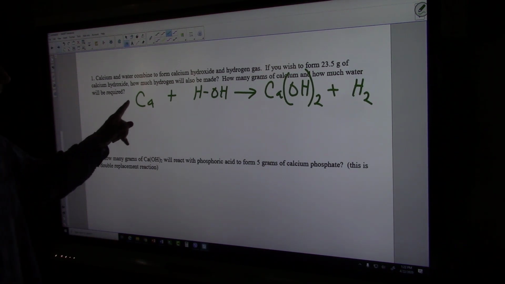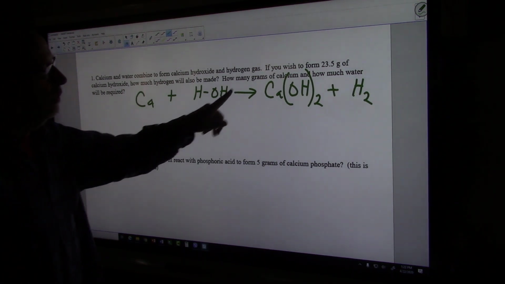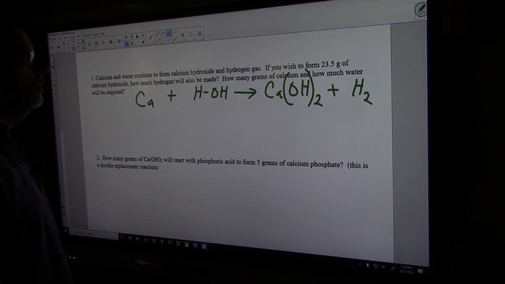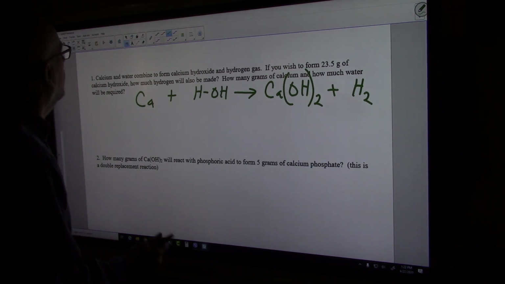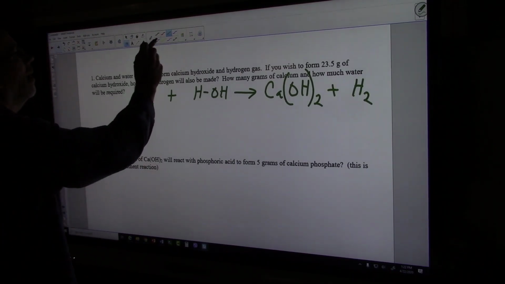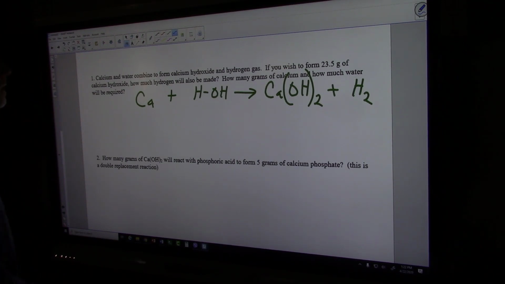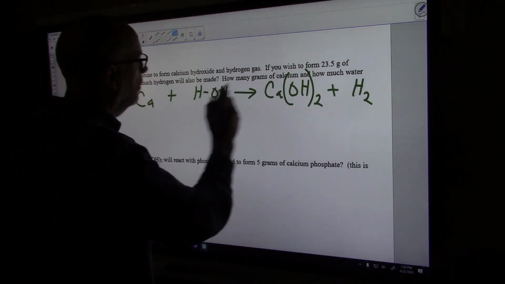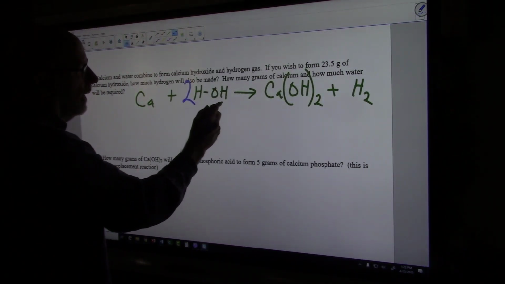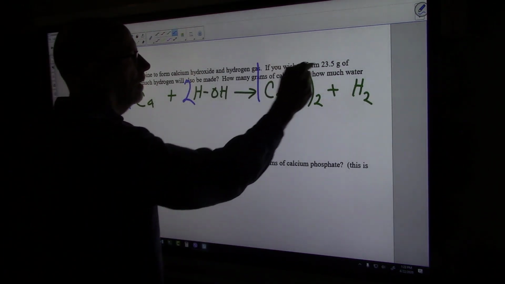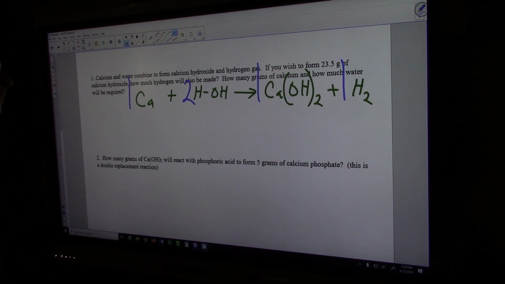Now I should be writing down the form of these: solid, liquid, aqueous, gas. But I don't think we need to really worry about that right now for this equation. I shouldn't be lazy, but you know me, kind of am. So we need to balance this. We do need to balance it every time. 1 calcium, 1 calcium, 1 hydrogen here makes those 2 there, so I need a 2. 2 OHs, 2 OHs, done. We have a 1 to 2 to 1 to 1 mole to mole to mole to mole ratio.